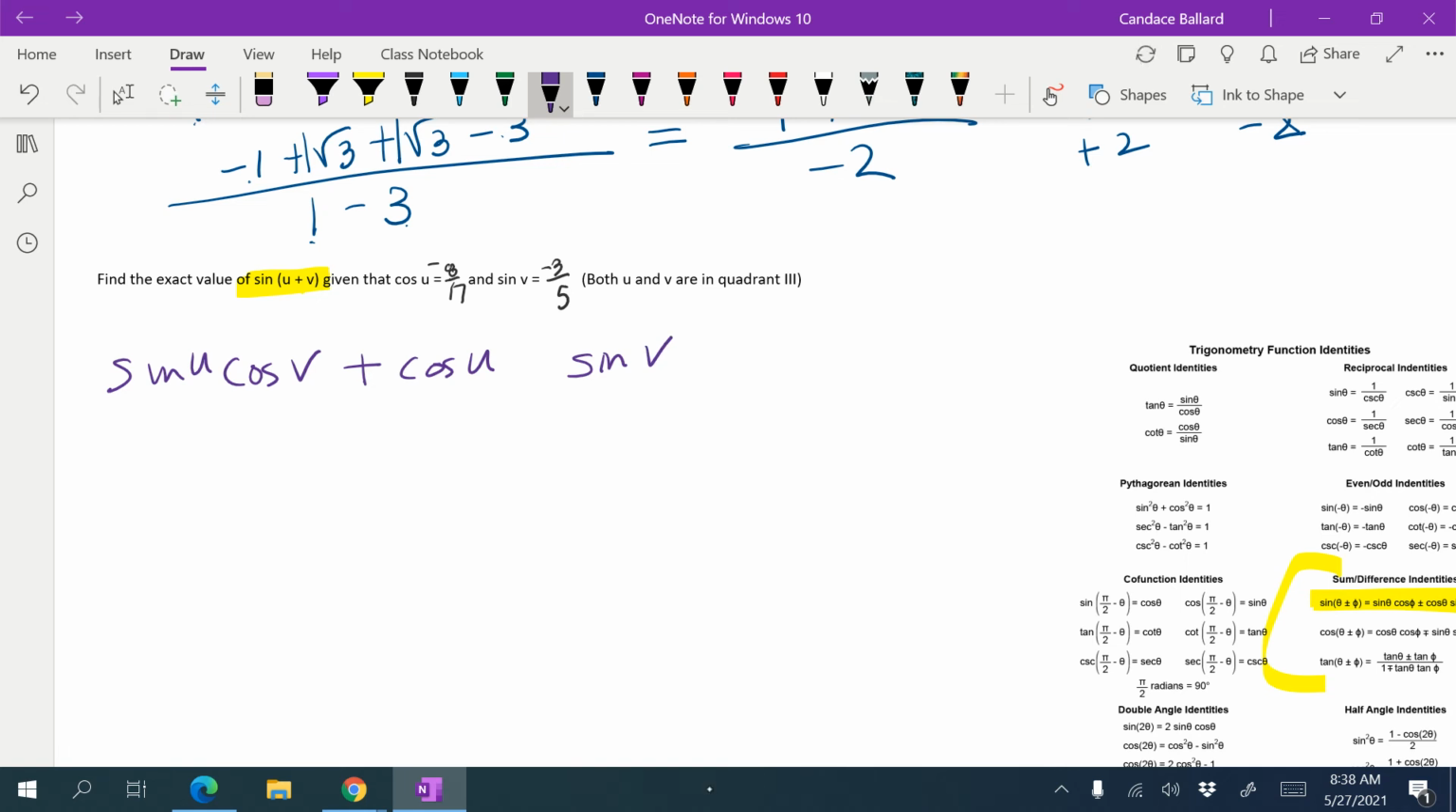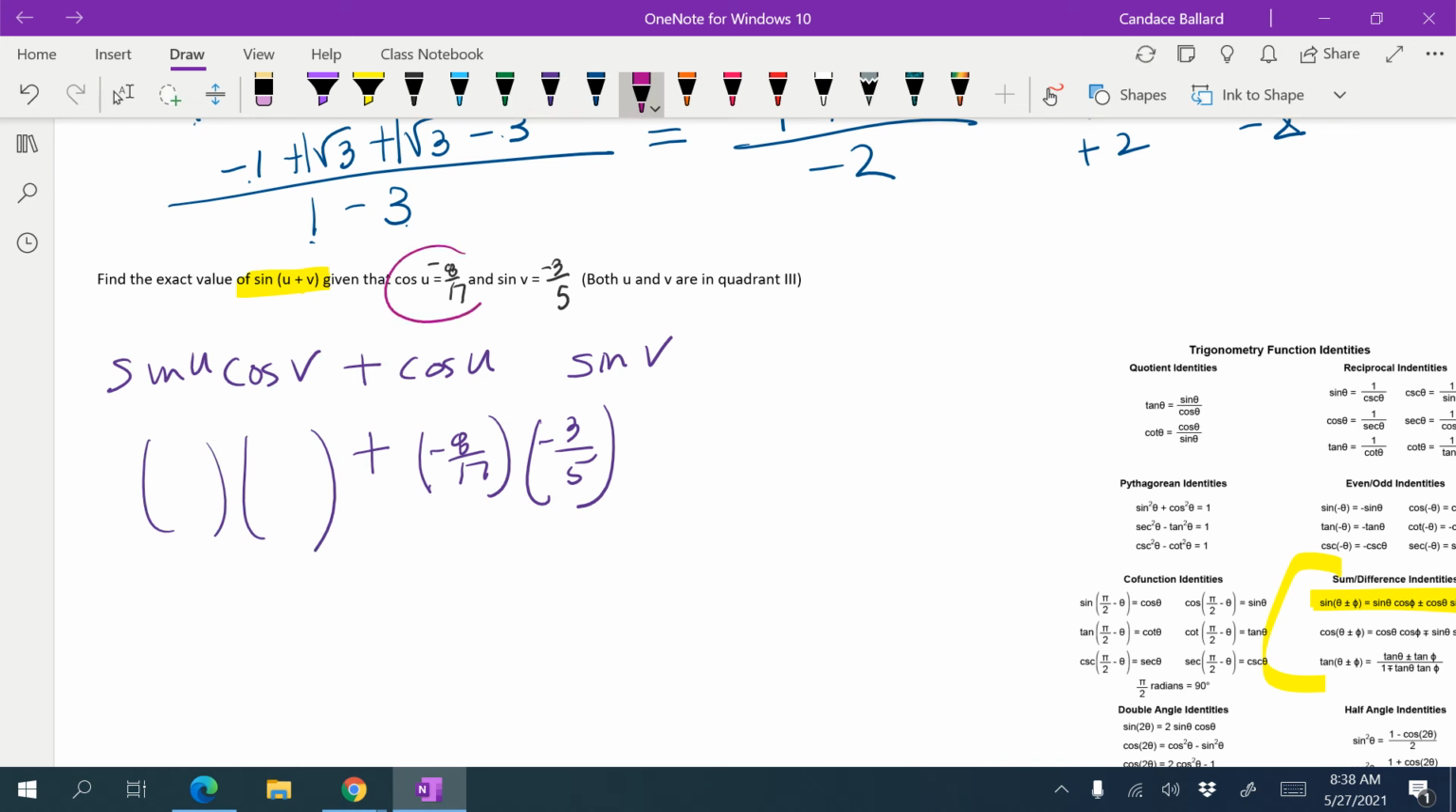I don't know the sine of u, and I don't know the cosine of v, but I know the cosine of u is -8/17, and the sine of v is -3/5. So I'm going to use those two values to try to figure out what the sine of u and the cosine of v are. I'm going to start with this one.